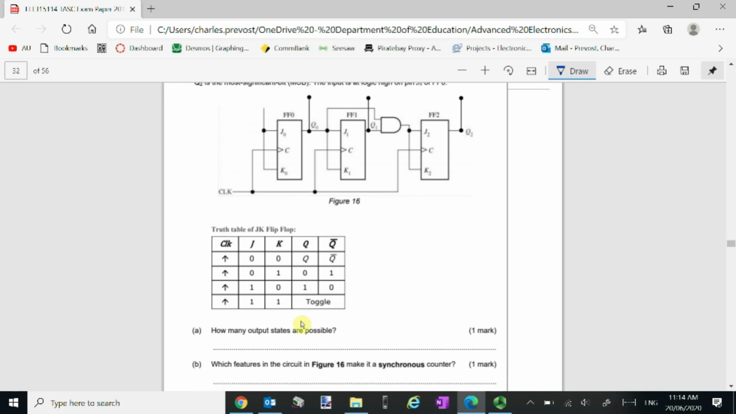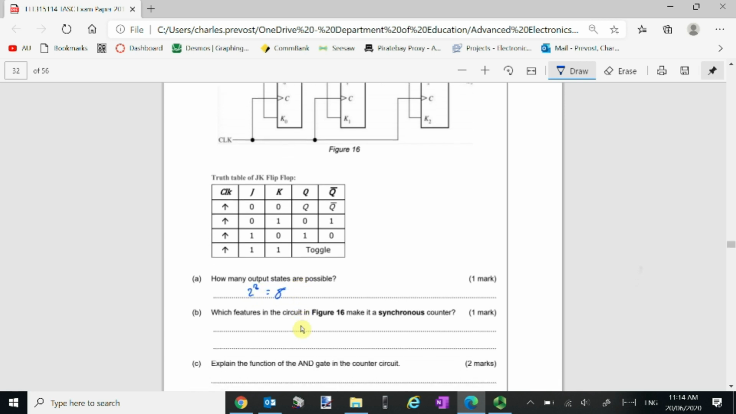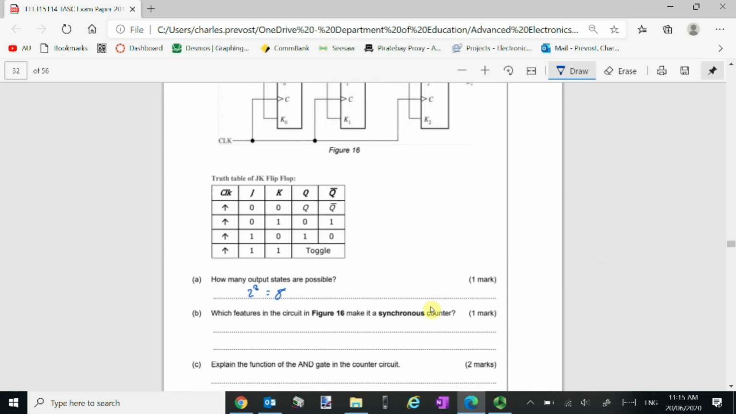How many output states are possible? Well, we have 3 flip-flops. Each one is capable of 2 different states, so 2 to the power of 3, which is 8. This is also known as the modulus of our counter. Which feature makes the circuit a synchronous counter? The clock signal is connected to each clock pin.